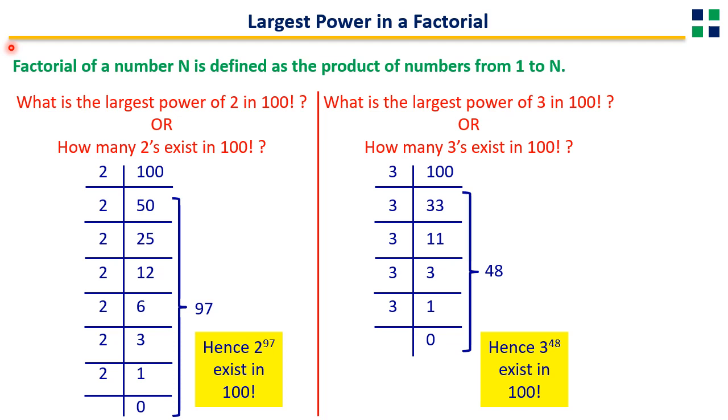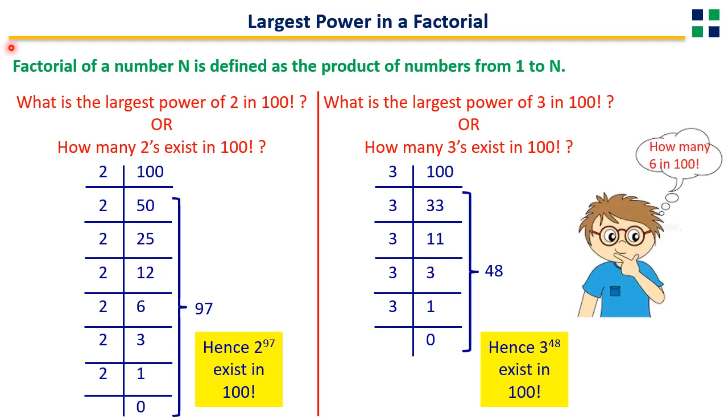Okay. Now if I ask you how many 6 are there in 100 factorial, or what is the count of 6 in 100 factorial, well, do not divide 100 with 6, because for the largest power of any number in any factorial, the number must be prime. 2 is a prime number, hence we can find the largest power of 2. 3 is also a prime number, so we can find the largest power of 3, which is 48. But 6 is not a prime number.